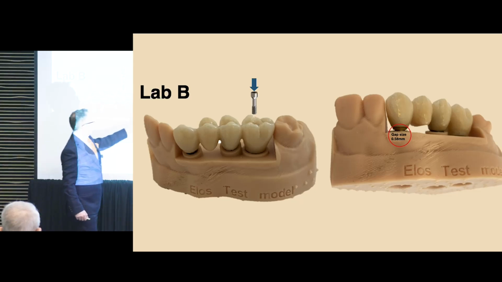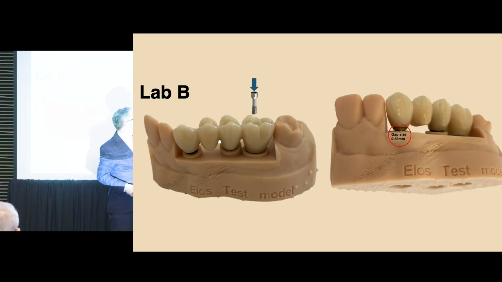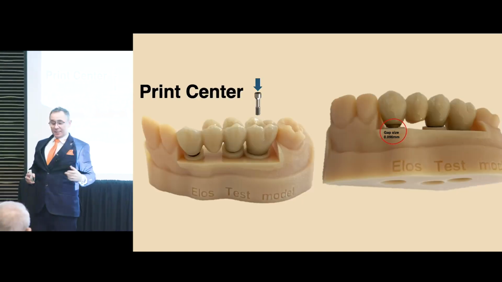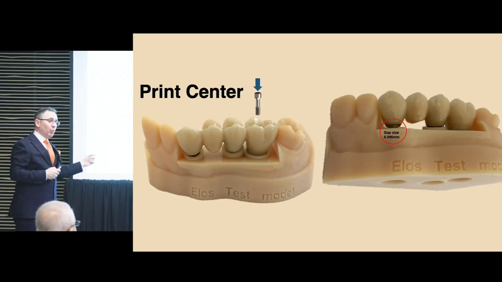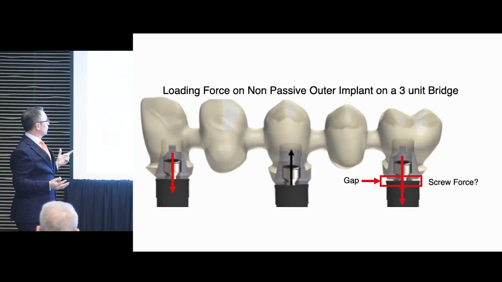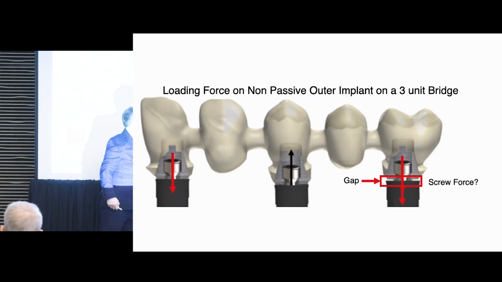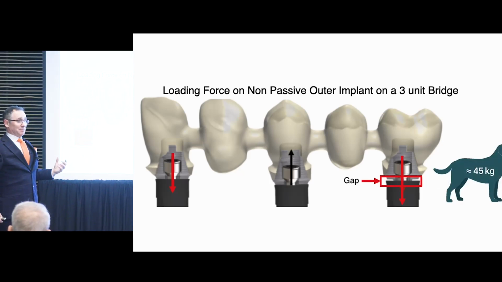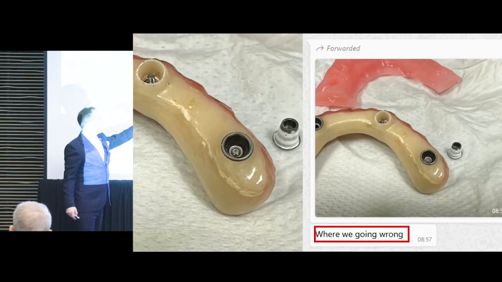So this is one of the labs. They sent these out to a lot of different people to produce. That's one of the best medical print companies, and even they couldn't make an accurate reproduction model. So if you were to bond on that model rather than the stone, what are you going to have? A slight misfit. What's the issue there? Well, that gap, how much screw force do you think that is? It's 45 kilograms. It's a Labrador. That's incredible. So of course this is no surprise.